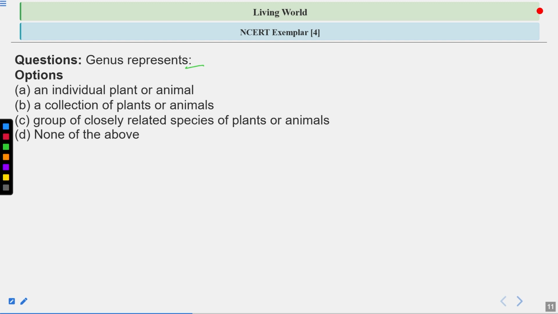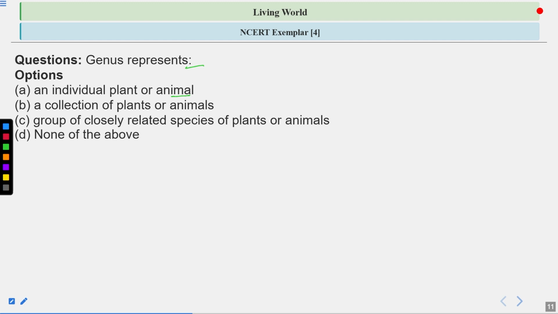Option number A is an individual plant or animal. Does genus represent a single plant or an animal? Then option B is collection of plants or animals. It's a group of plants or animals. Then option number C is group of closely related species of plants or animals.